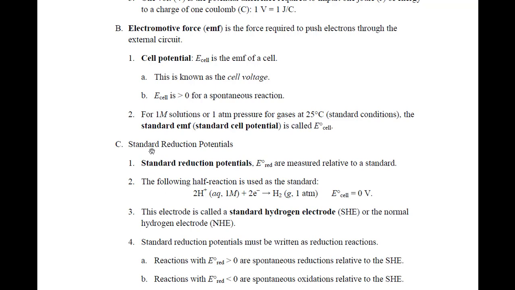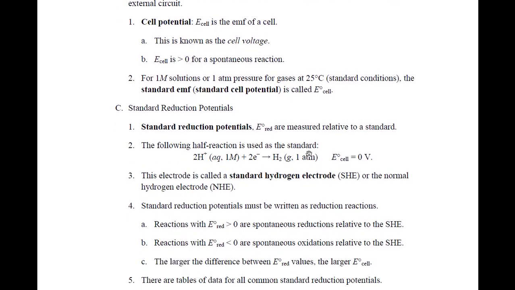So, under standard state conditions, what we measure are what are called standard reduction potentials. We don't measure oxidation potentials, we only measure reduction potentials. And that's all relative to a standard that has zero voltage. In this case, hydrogen ion being reduced to molecular hydrogen, the hydrogen ions being aqueous 1 molar and the molecular hydrogen being under 1 atmosphere, that's called the standard hydrogen electrode or normal hydrogen electrode.